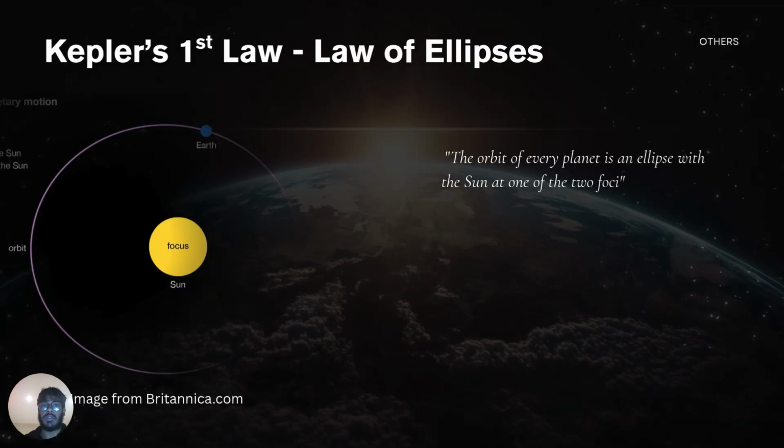The first law, or the law of ellipses, states that planets orbit the Sun along elliptical paths with the Sun at one focus. What this means is that a planet's distance from the central body, which in the Earth's case being the Sun, is constantly changing throughout its entire orbit.